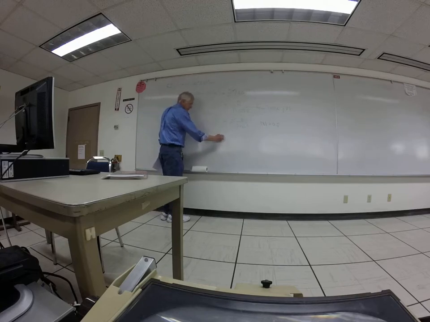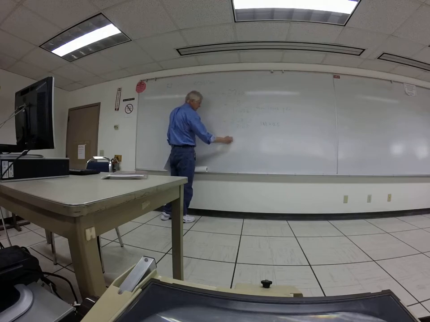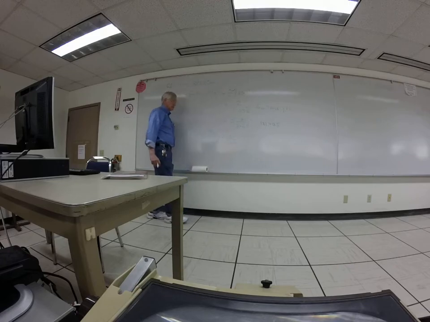And we said that's 2, and you could use that. It doesn't matter which form you use. It's 2 over 1 minus 0.5 z to the minus 1.